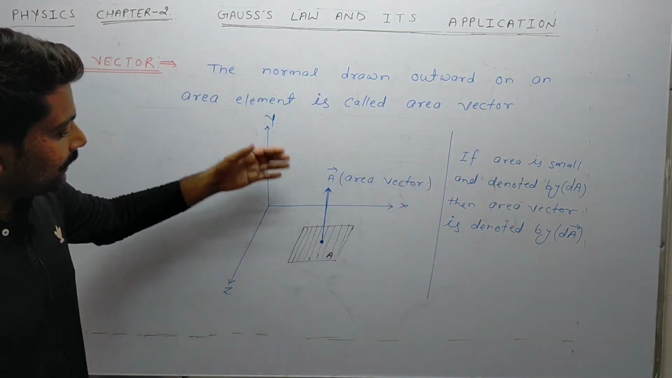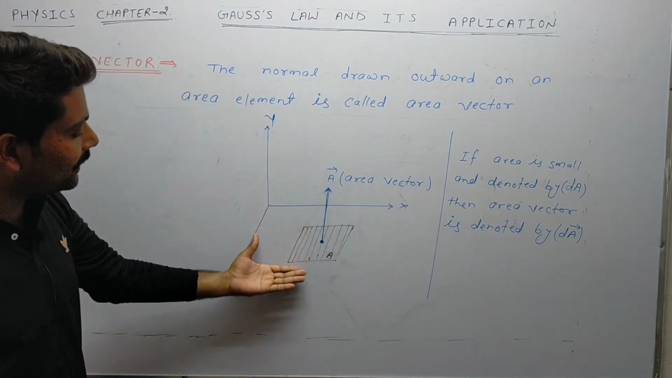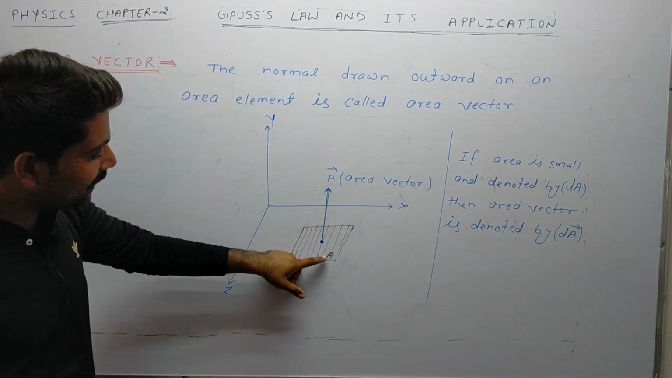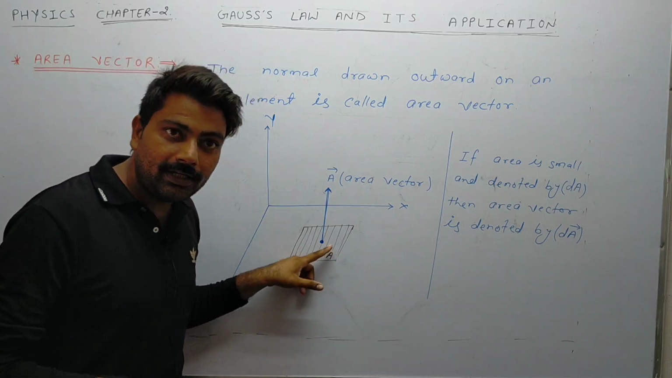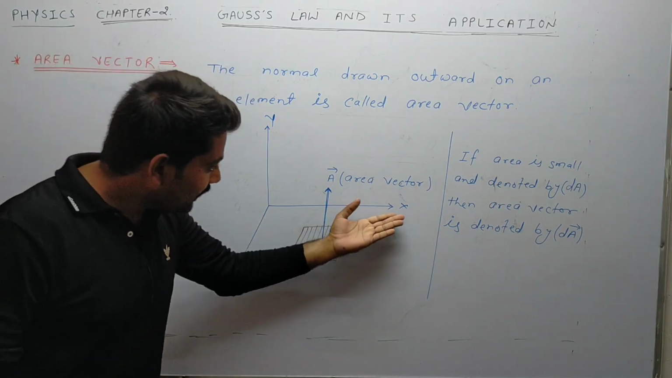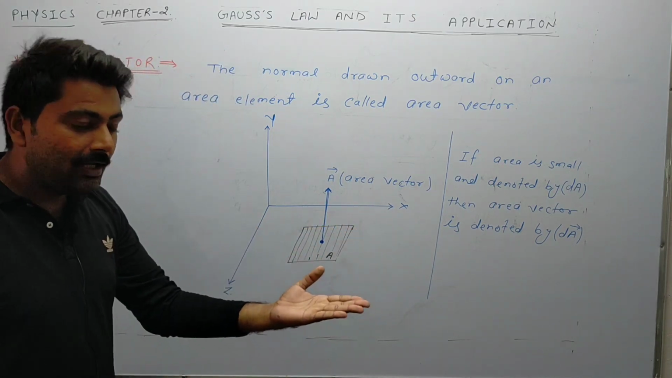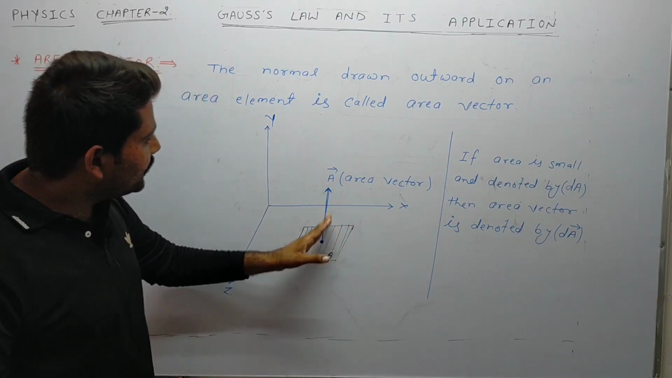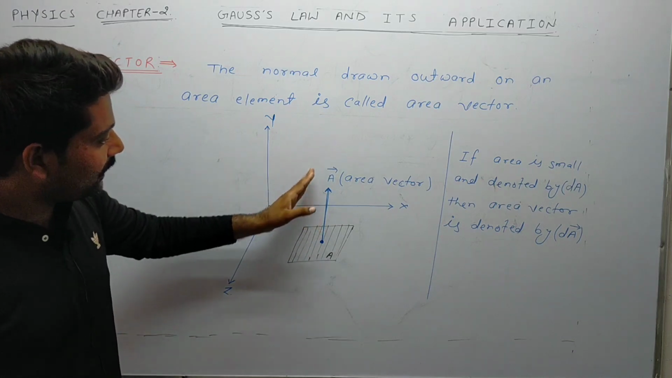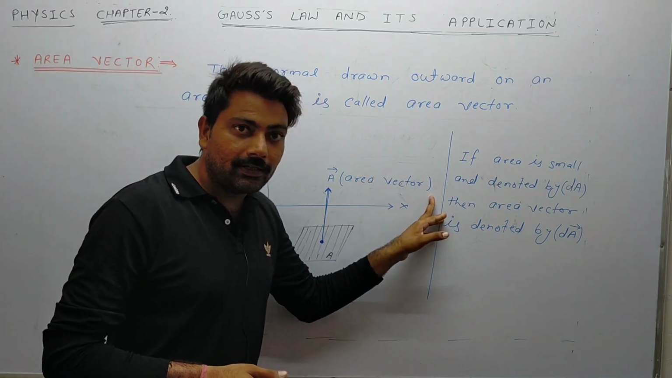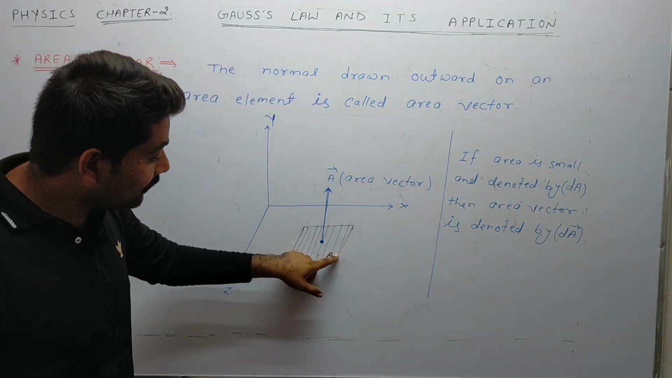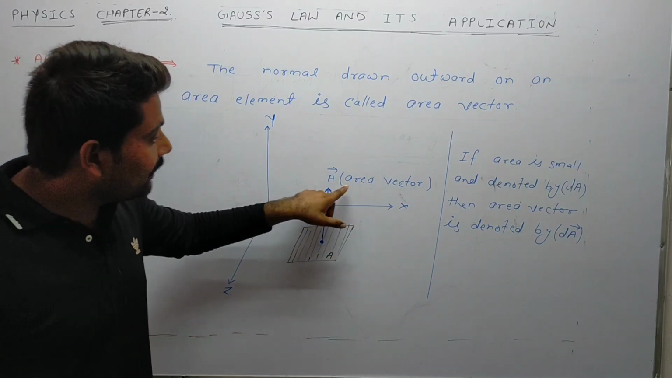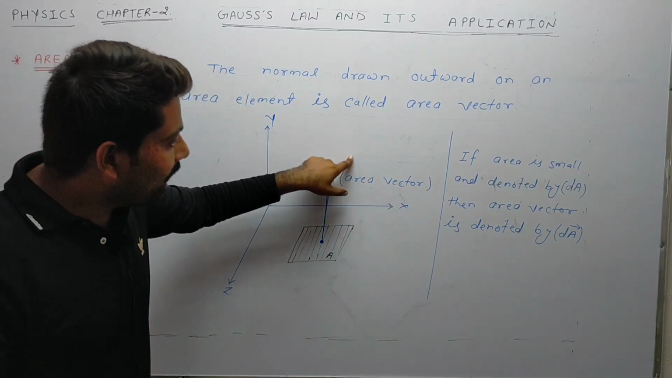It means we have a surface. In this diagram, we have a surface whose area is denoted by capital A. This surface is situated in the xz plane and the perpendicular drawn on this area is in the y direction. This perpendicular is known as the area vector. The area is denoted by A and the area vector is denoted by A vector.